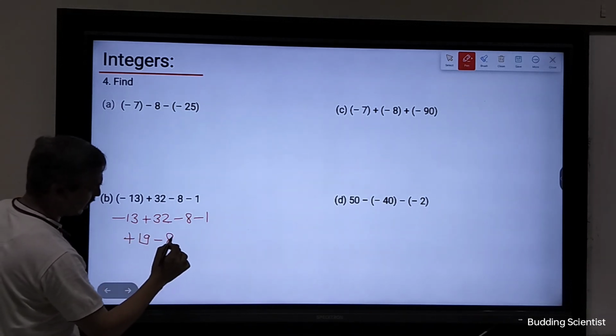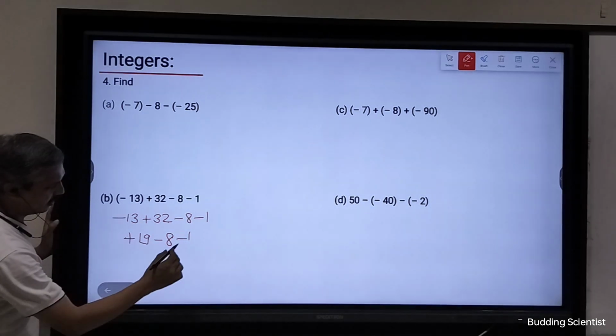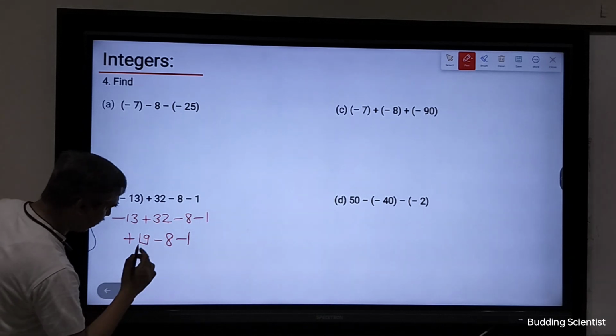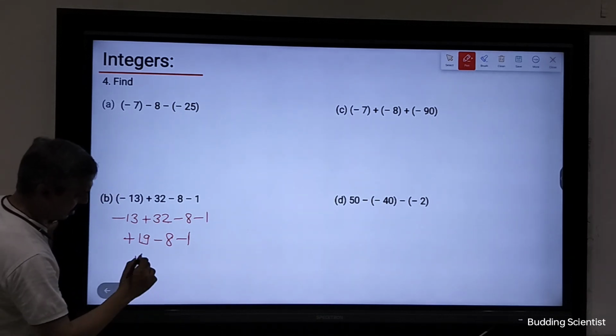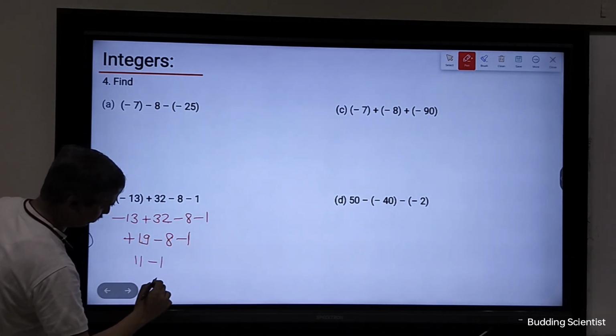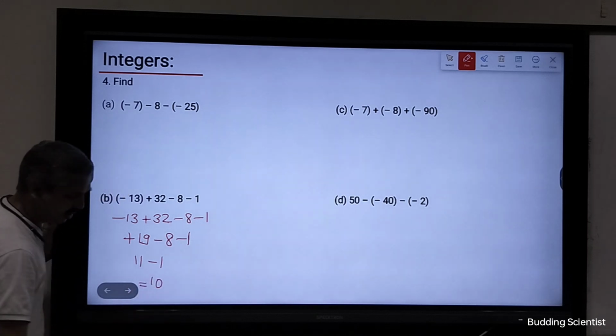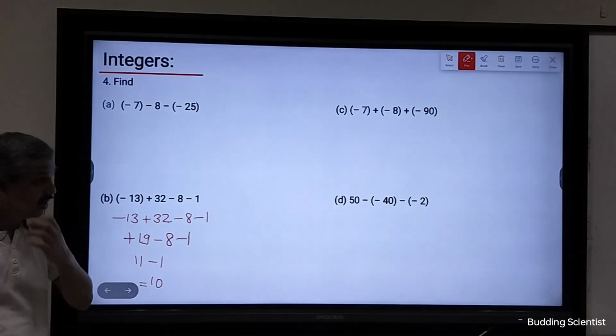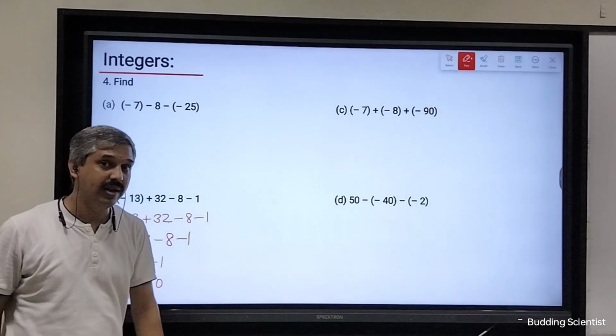So this is minus 8 and this is minus 1. Now 19 minus 8 is 11 and 11 minus 1, 10. Our answer was plus 10. This answer is also plus 10. The answer shall not change based on the method.